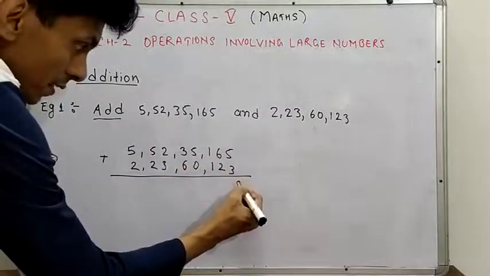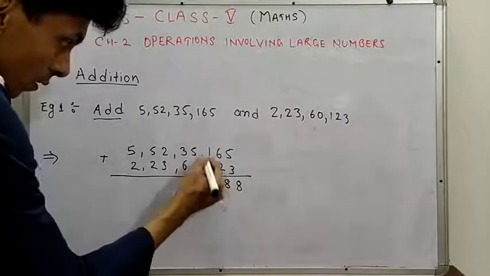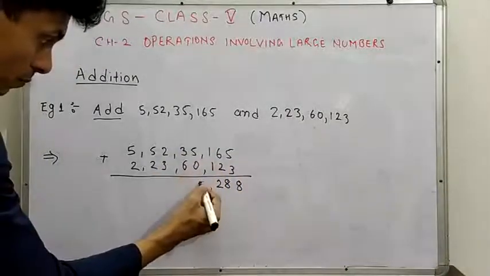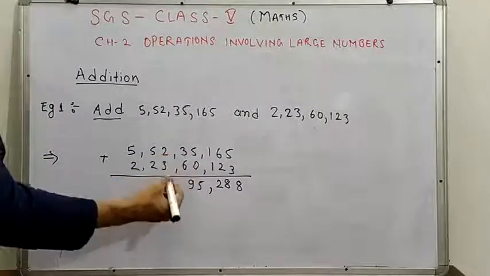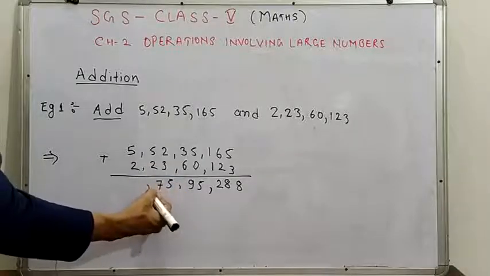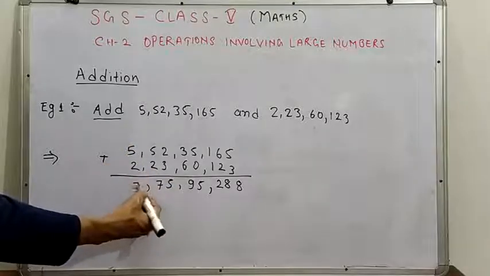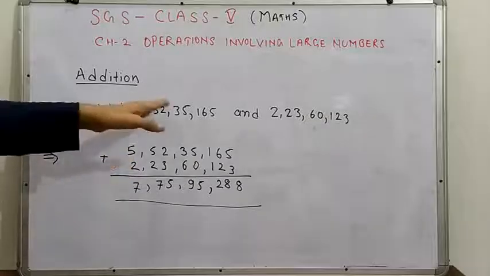5 plus 3, 8. 6 plus 2, how much? 8. 1 plus 1, 2, comma, 5 plus 0, 5. 3 plus 6, 9, comma, 2 plus 3, 5, and 5 plus 2, 7, again comma, and 5 plus 2, 7. So this is your final answer. Which operation have we done? Addition operation we have done. Okay, so 7 7 5 9 5 2 8 8. This is the number that comes after performing the operation.